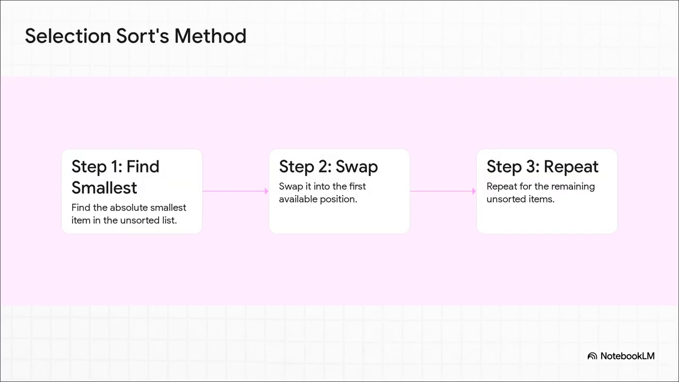It scans the entire messy part of the list, looking for the absolute smallest thing it can find. Once it's locked on, it does just one big swap to move that item to the very front. Boom, done. Then it's like, okay, that one's sorted, and it does the whole thing over again for the rest of the list. It's very methodical, one pass, one perfect placement.